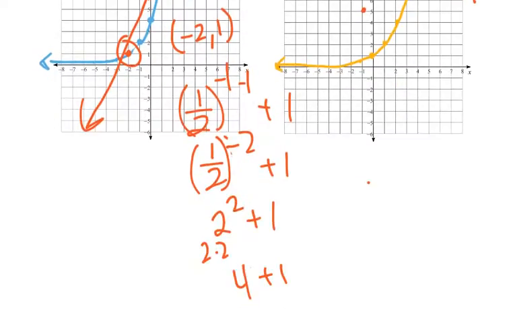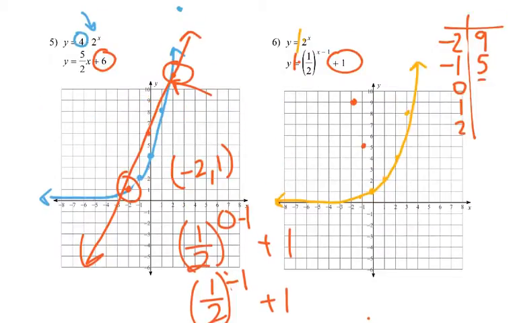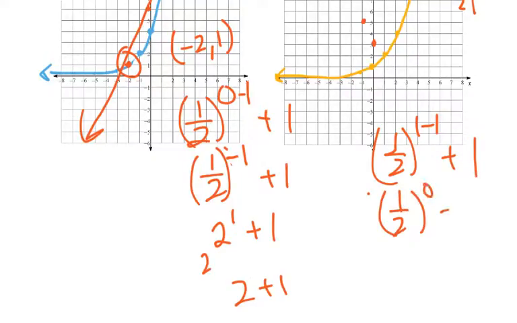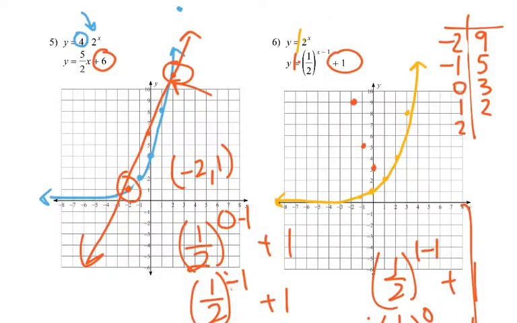Now we do it at 0. So 0 minus 1 is negative 1. So that would be 1. So it would end up being 2 plus 1, which is 3. So 0, 3. Now we do it for 1. So 1/2 to the 1 minus 1 plus 1. Well, 1 minus 1 is 0. 1/2 to the 0. Anything to the 0 power is 1, so we get 1 plus 1, which is also known as 2.